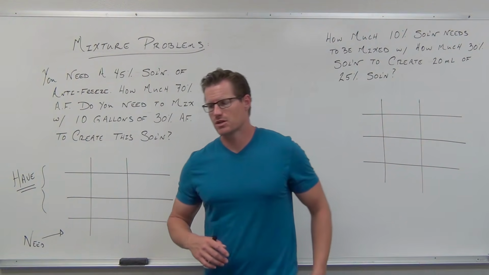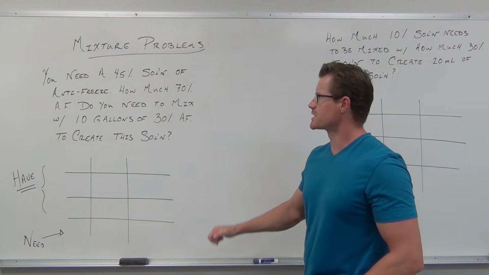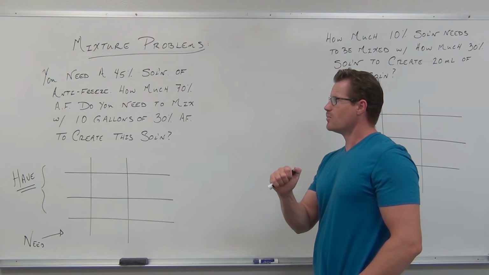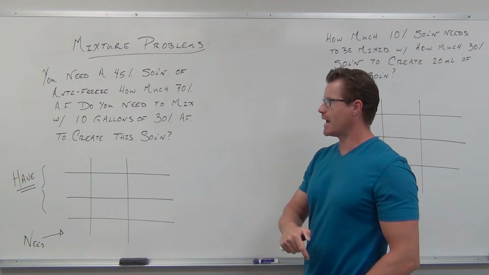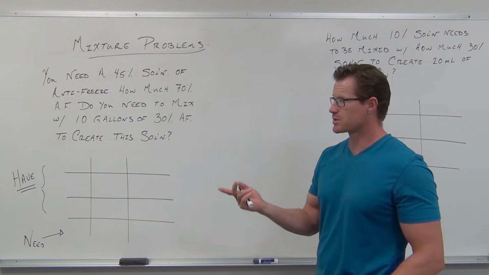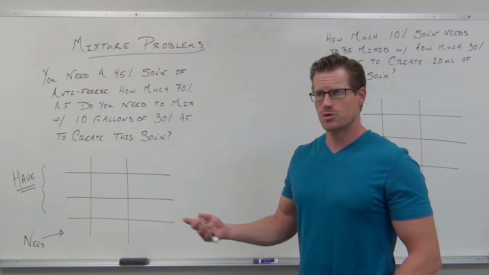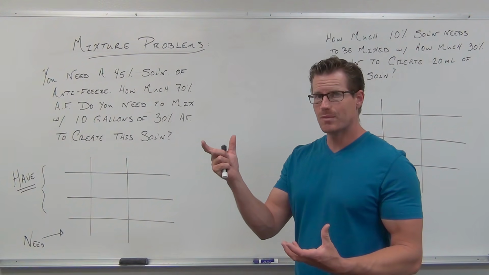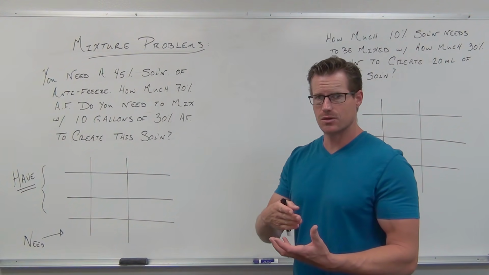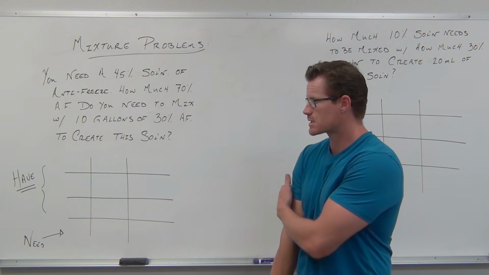So let's read through the mixture problem. It is a word problem after all. We got to read through it. You need a 45% solution of antifreeze. How much 70% antifreeze do you have to mix with 10 gallons of 30% antifreeze to create the solution? Well, hopefully that makes sense that this is possible even. So you have 70, you have 30, you can get pretty much any mixture between 70 and 30 by diluting the 70% to get down to 45% in this case.